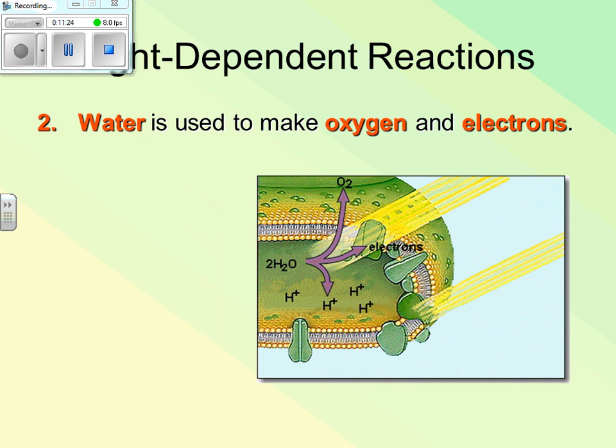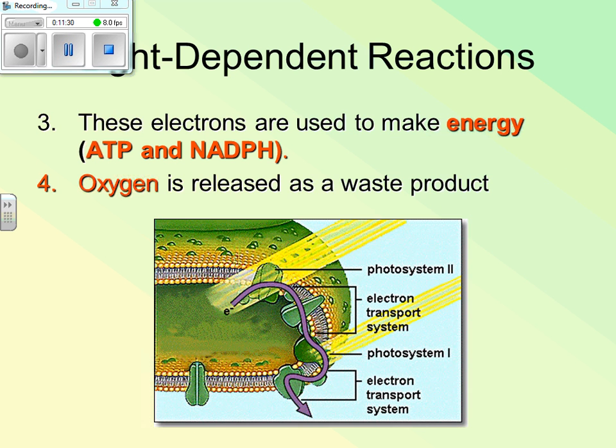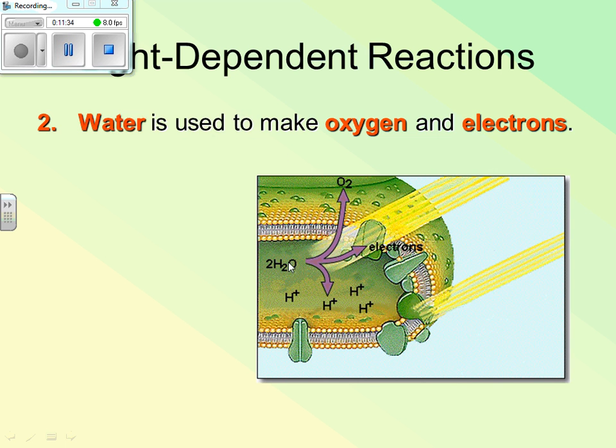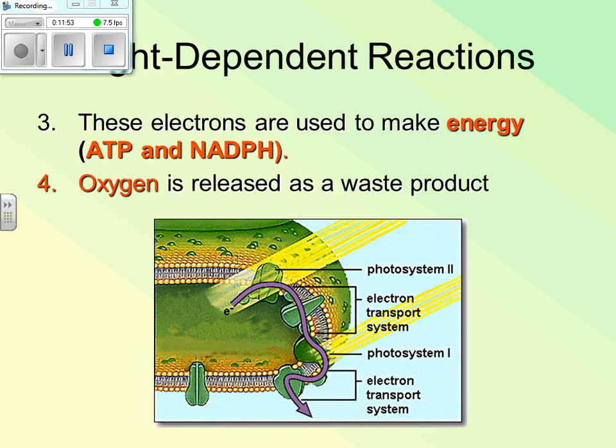Right? This is where water is used. Water is used to make oxygen and those electrons. And so the electrons are used to make energy. Water, going back here just a little bit, you can see that water breaks apart. You have the hydrogens that are available, and you have the oxygen that is released as gas. So when we breathe in oxygen, we are breathing in leftover water molecules from plants.